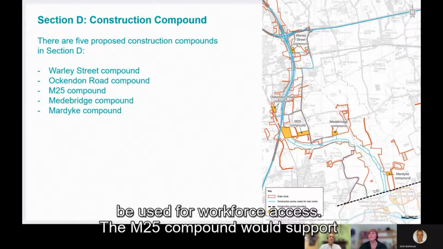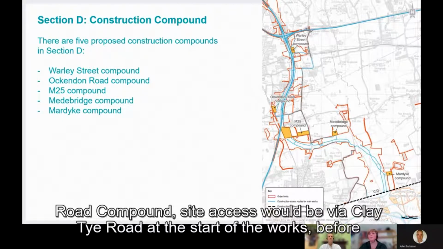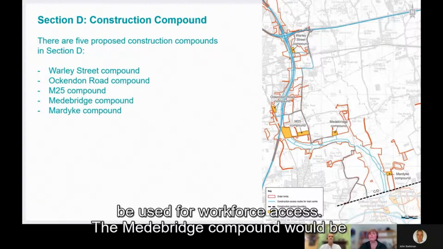The M25 compound would support construction of the Lower Thames Crossing between the A13 and the M25. As at the Ockenden Road compound, site access would be via Clay Tie Road at the start of the works before a temporary works access is built off of the M25. After that, Clay Tie Road would only be used for workforce access.